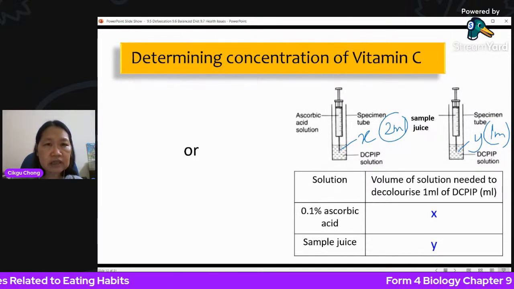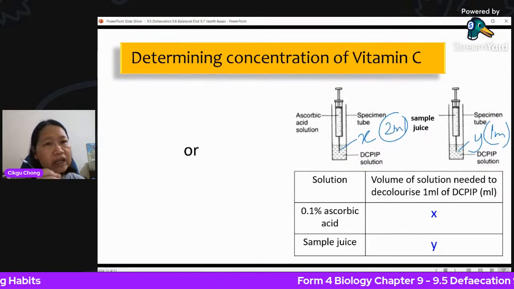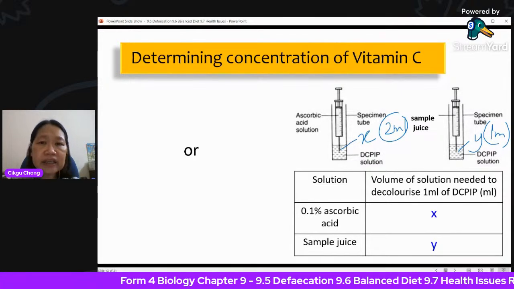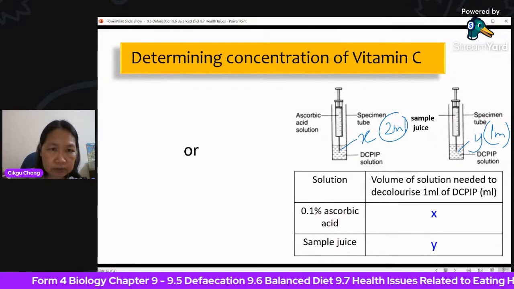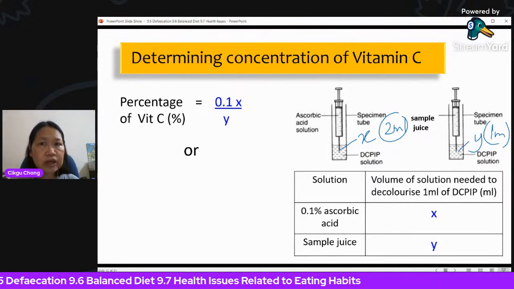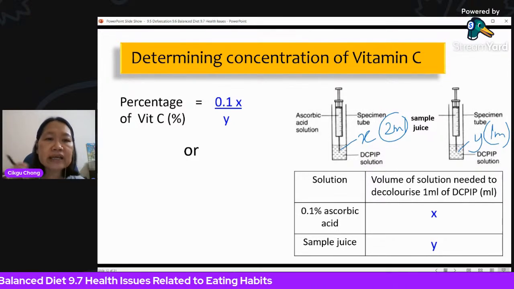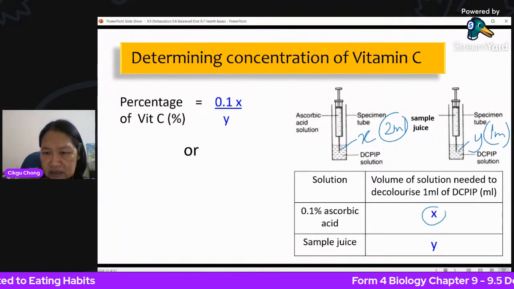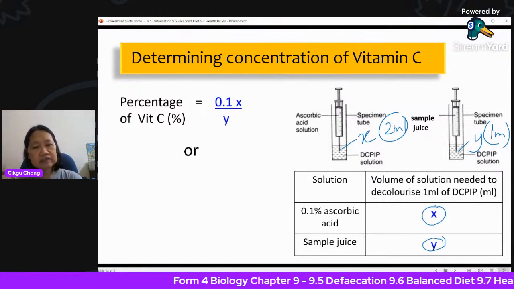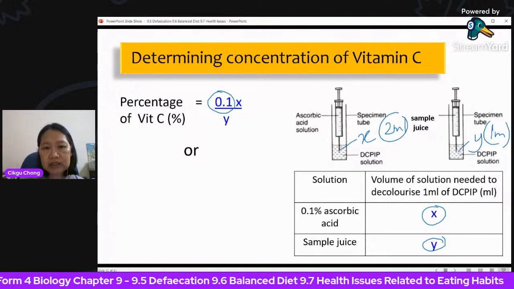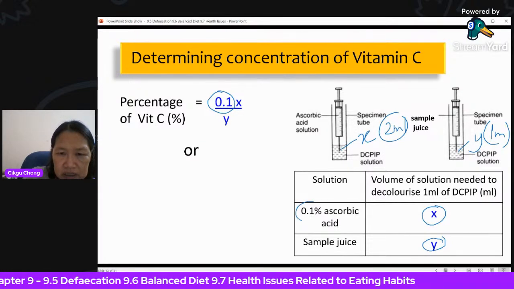There are two ways of doing it depending on your question. Do they want it in percentage? If the question asks you, what is the percentage of vitamin C, then you use this formula. Percentage of vitamin C is equivalent to, I give you a simple way of remembering it, 0.1x divided by y. What is your x? Your x is this. What is your y? Your y is the volume of sample juice needed. Then what is your 0.1? Why 0.1? Now 0.1 depends on this.